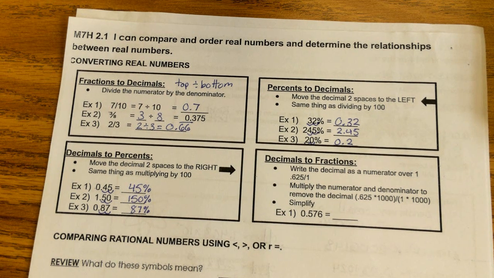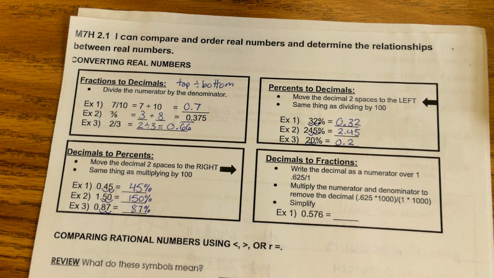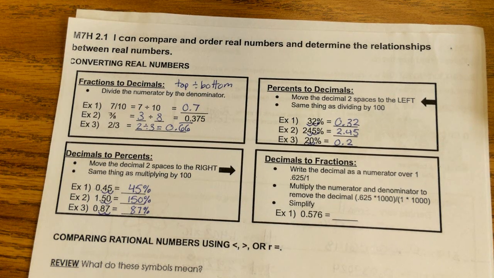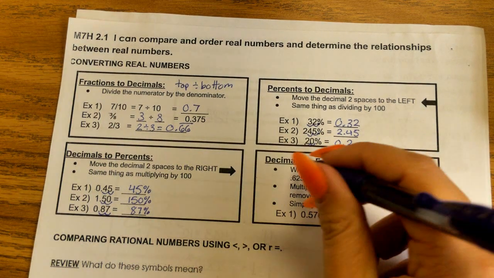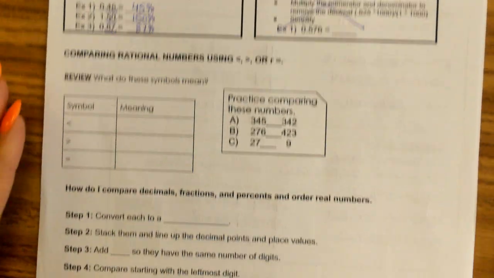Decimals to fractions is the hardest, and because we're making everything into decimals, this is not something we necessarily need to work on. We want everything to be a decimal when we're doing stuff, so we're not going to do that one. All right, let's do some comparing.